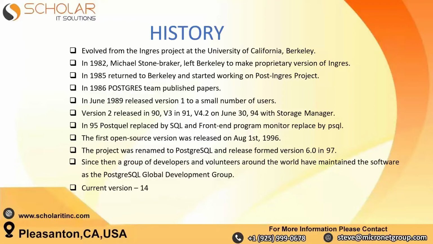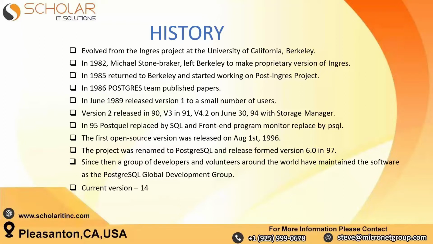Slowly, the name got changed to Post Ingress and then Postgres. Okay, so the first point for any new application or any new software to come in the market is you have to publish papers. So the Postgres team published papers in 1986, and then the next step is you release a beta version for testing to a small set of users, right? So that they did in 1989.